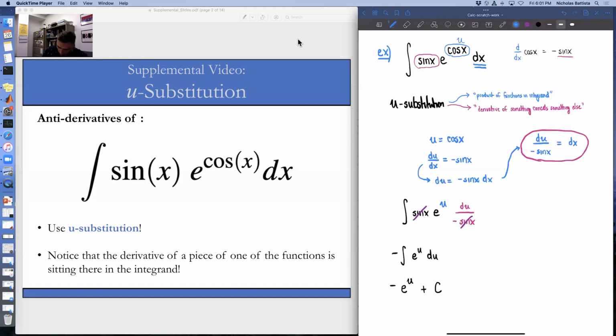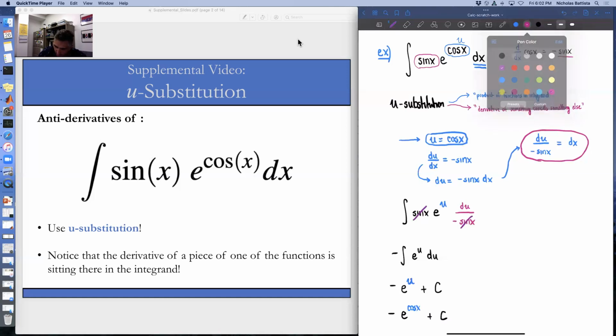Namely that we have this antiderivative in terms of u, but the original variable was an x. So the last step for us to do is revisit our substitution, and anywhere there's a u in that antiderivative that we have, we substitute back in the x term. So in this case, we have a minus e to the cosine of x, and then just plus c. And that is our antiderivative in this problem.